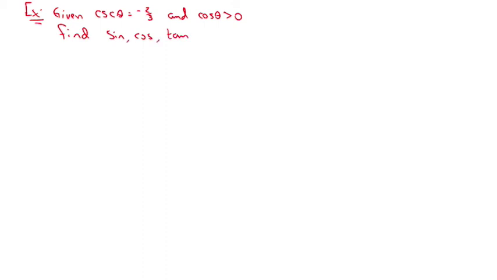Given that cosecant, oh, dang it, can't be -2 over 3. It's -3 over 2. There's a reason. Given cosecant is negative 3 over 2 and cosine is greater than 0, find sine, cosine, and tangent.